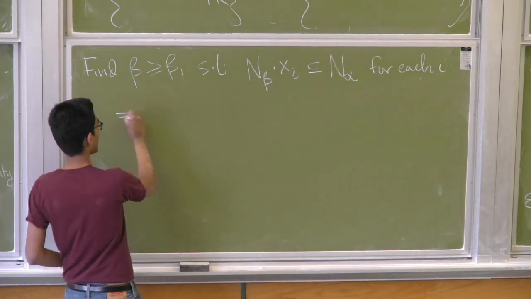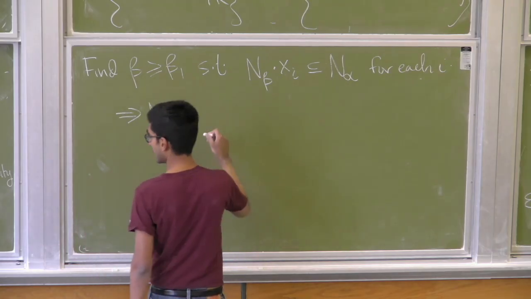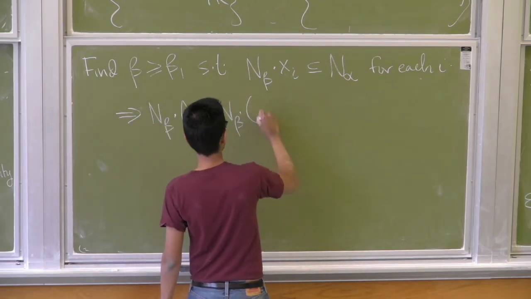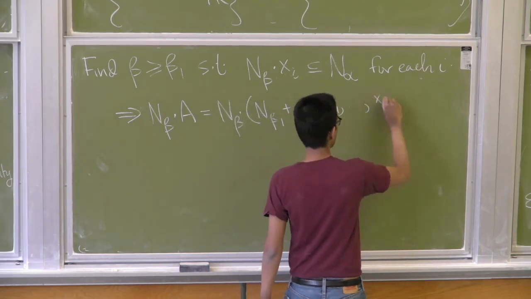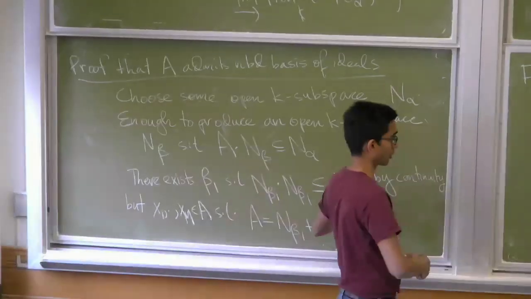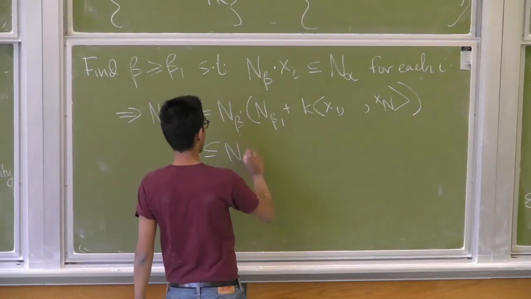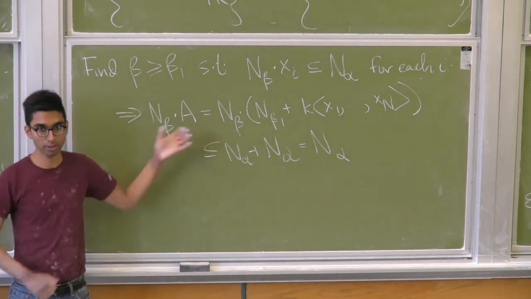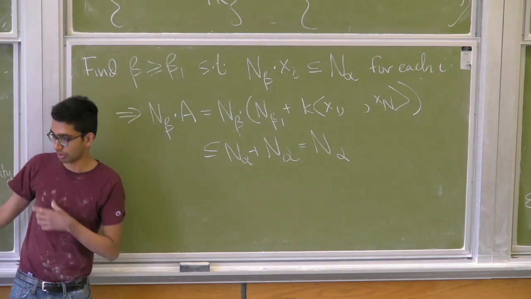Okay, so if you combine these, what you get is that N sub beta times A is equal to N sub beta times N sub beta 1 plus the span of x1. And now, by assumption, beta is greater than or equal to beta 1. So the first term is contained in N sub alpha, and also the second thing is contained in N alpha. So basically you just use the fact that all the neighborhoods are finite codimension.